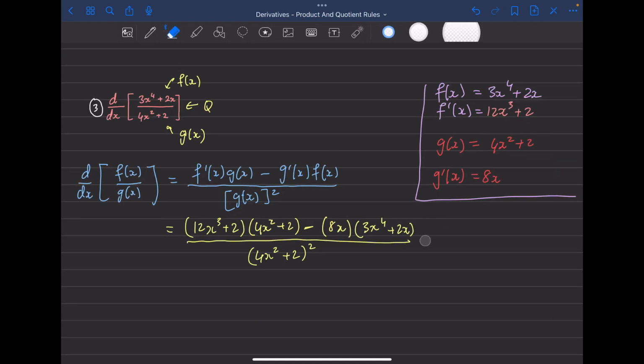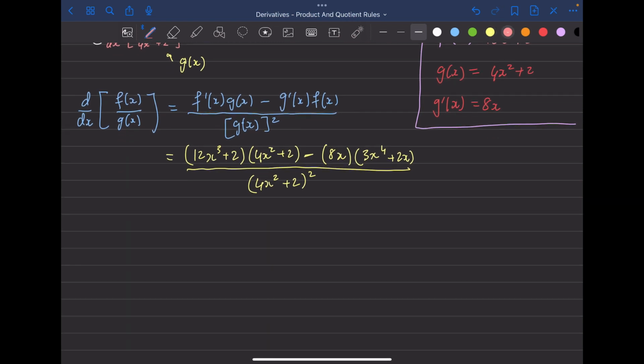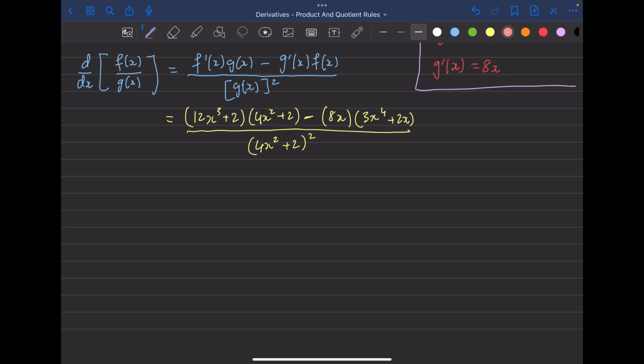Okay, now that we have this expression over here, and we have everything we need in it, let's actually find what the final answer is. But just to keep in mind, this is the point where people make a lot of mistakes because it's a lot of multiplication and it's kind of repetitive. It might be easy, but it's long, so just take your time. So first off, we have 12x cubed times 4x squared. So 12 times 4 is 48.